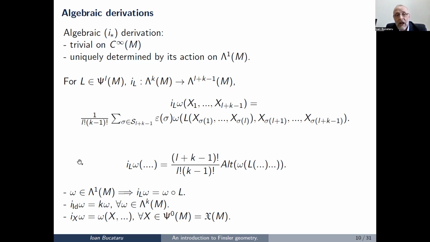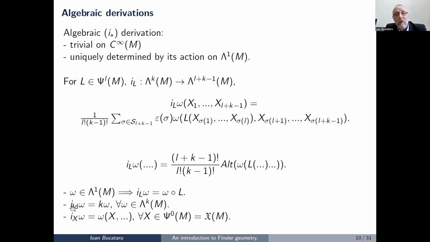Some examples. When omega is a 1 form, then i_L omega is just the composition. So if omega is a 1 form, this quantity here, i_L omega, is a derivation of degree L minus 1, because it's an L form. Omega was a 1 form, I add L minus 1, and omega composed with capital L is an L form.